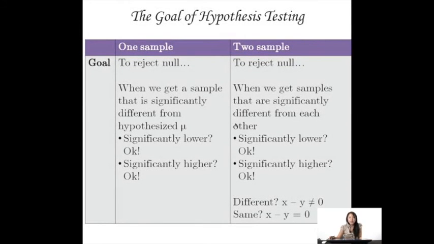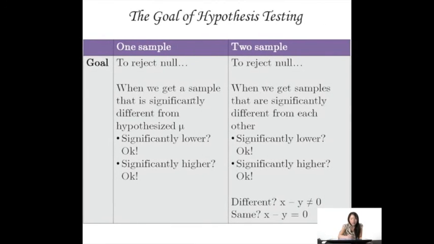Okay, so let's talk about the goal of hypothesis testing. In one sample, what we wanted to do was reject the null if we got a sample that was significantly different from the hypothesized mu. For instance, significantly lower or significantly higher, right? And remember, significant doesn't mean important like it does in our modern use of the word. It actually means does it stand out? Is it weird enough? Does it stand out from the hypothesized mu? And in those cases, we reject the null.